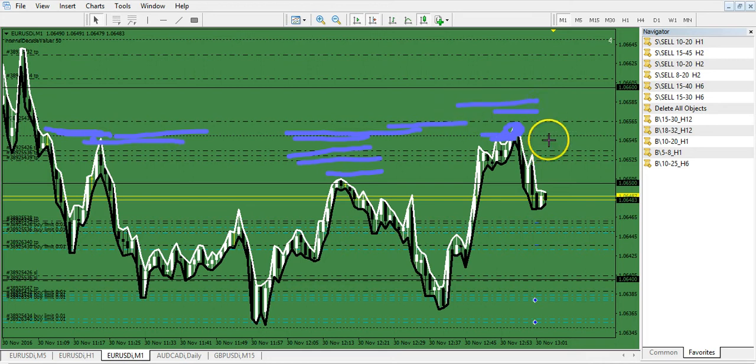You have a stop here. You have a 5 pip stop, right? You can see it. This is 5 pips from here to here. That's 10. That's a whole 10 pips.